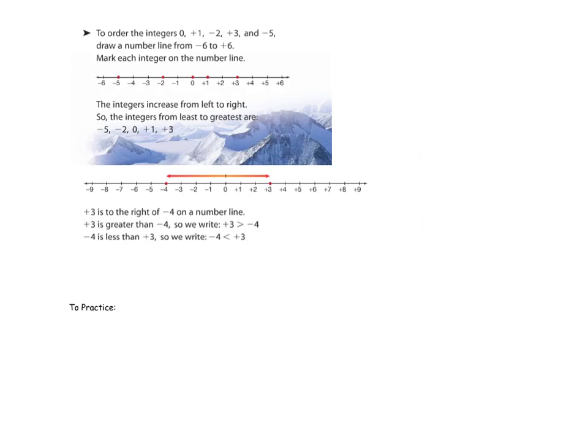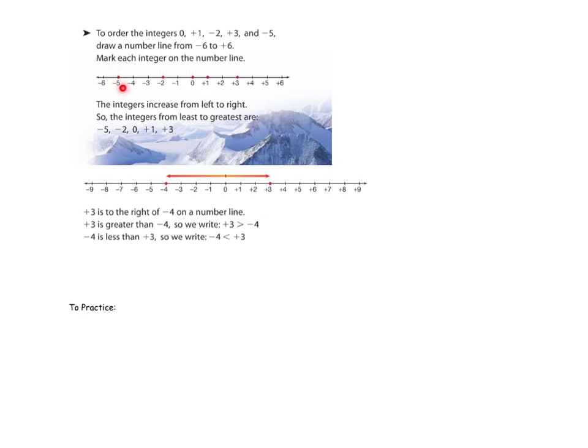If we were to order these numbers, 0, positive 1, negative 2, positive 3, and negative 5, we could use a number line to assist us. We would have 0 in the middle, and we would count up by ones on one side, and we would count down by ones on the other side. One side would be negative, one side would be positive, and then we can determine which is going to be our smallest number. Which is the most towards the negative side is our smallest number.